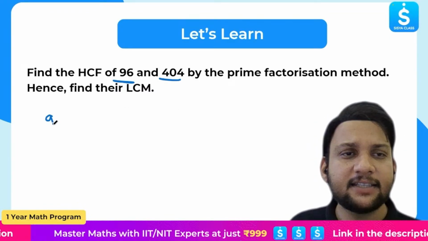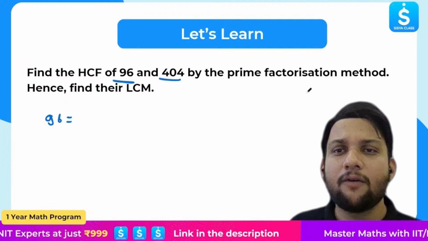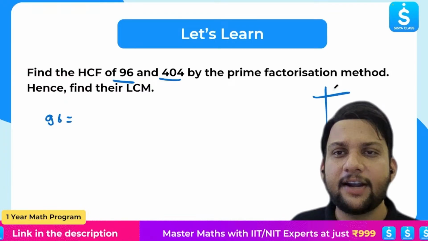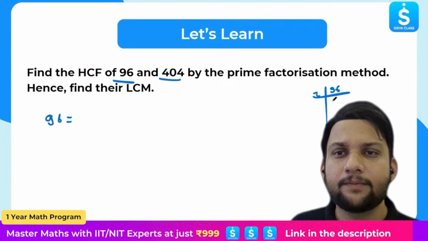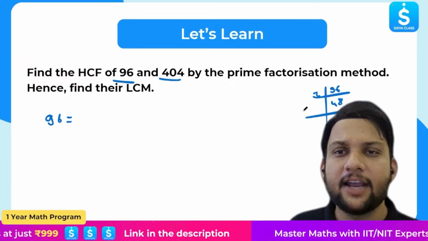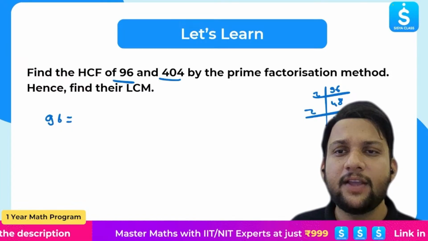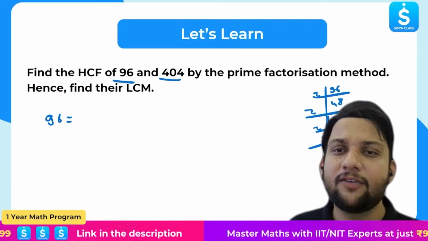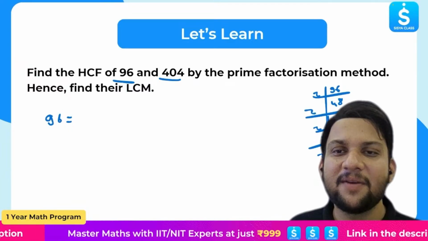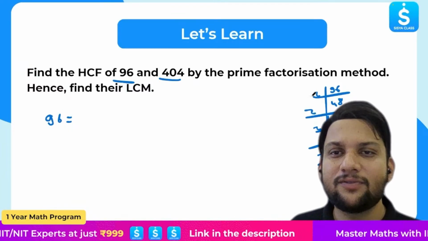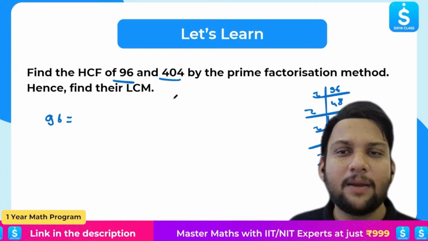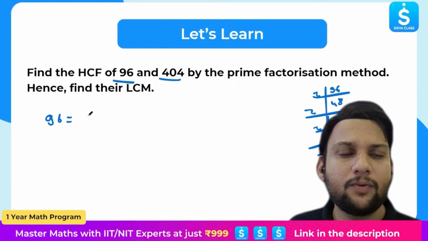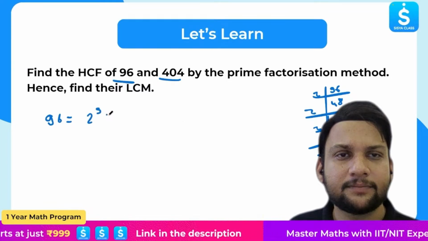Now 96, first of all, I will prime factorize. How will I prime factorize 96? I will write it here, 96. Then 2, it will become 48. Then again 2, it will become 24. Then again 2, it will become 12. Again 2, it will become 6. Again 2, it will become 3. So what is it? 1, 2, 3, 4, 5. So I'm getting 2 raised to power 5 times 3.